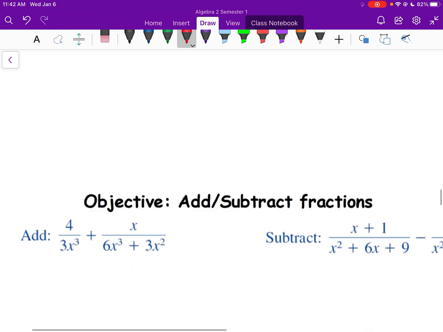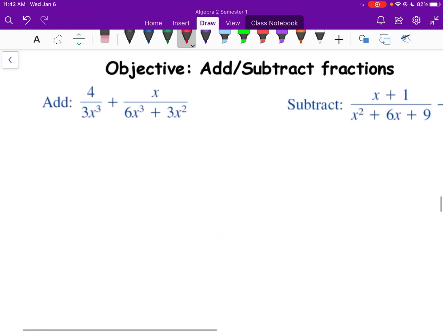Okay, so those are a couple of the easy ones since we already had a common denominator. A little bit harder when they don't have common denominators. Now, the first one, we got 4 over 3x cubed plus x over 6x cubed plus 3x squared. Now, in 9.4, where we were just simplifying, we always factored. We have to have that same idea again. We always have to factor.